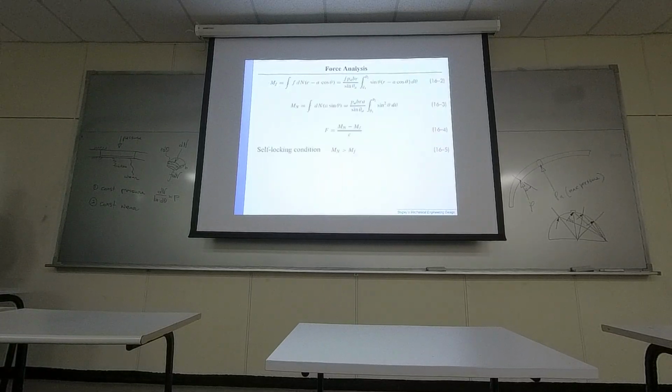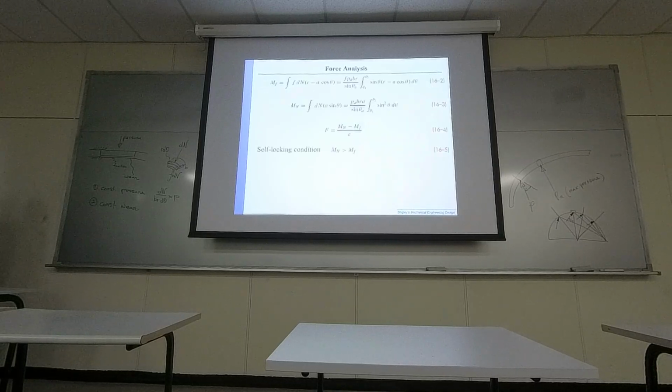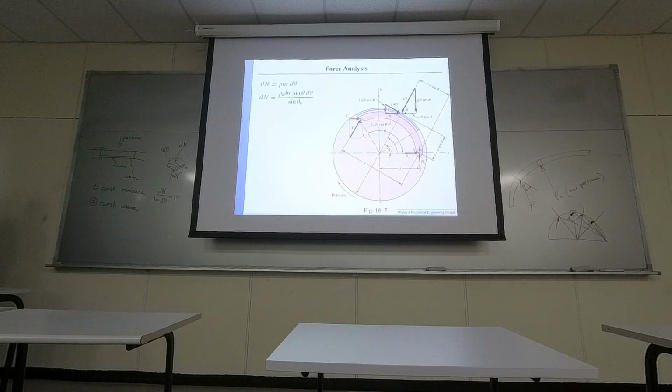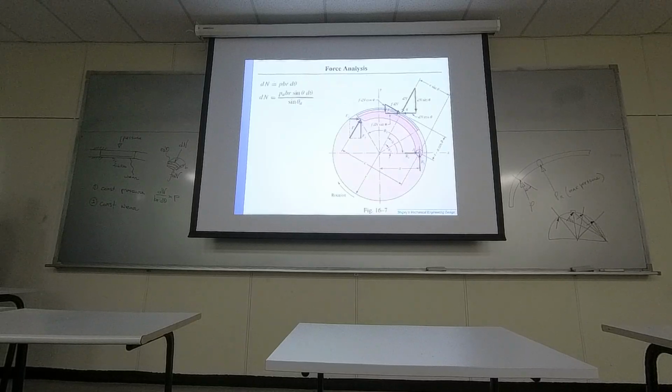Okay, so anyway, next will be trying to study the balance of moment. So the total moment equals the moment that is contributed by FDN. So FDN is right here, and it has an arm length right here, R minus A cosine theta. So it is generating a clockwise moment.